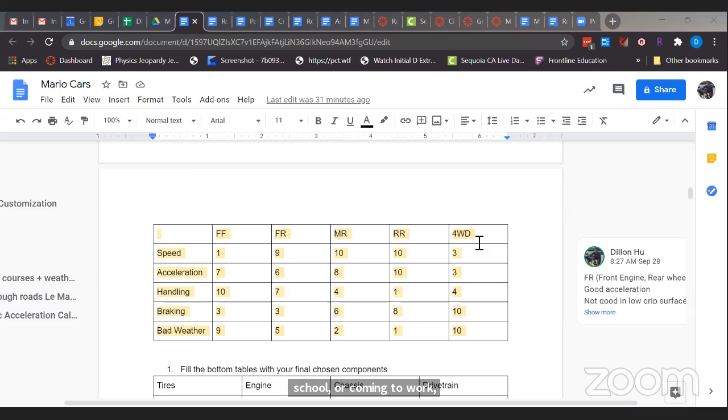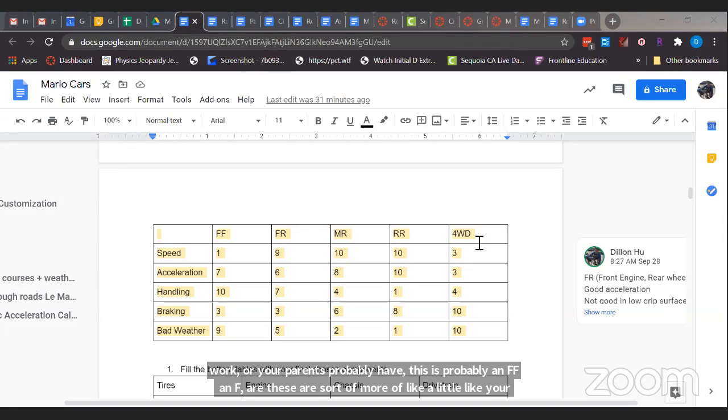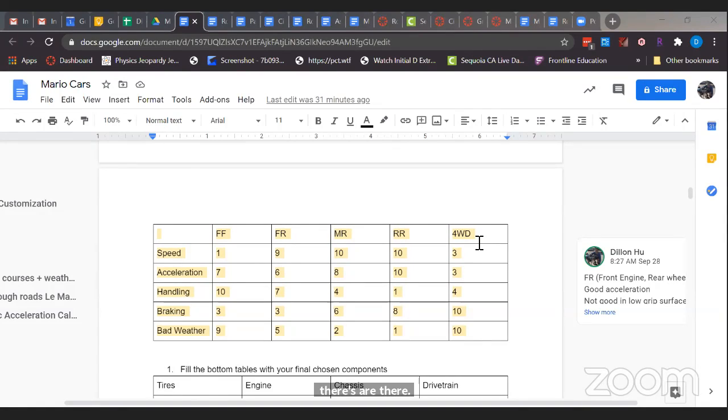Your MR, so these are like your super powerful cars. Like your Bugattis have MRs. Your engines are placed in the middle. So any very fast car is usually an MR, and that's why they only have 2 seats. And then you have an RR, which is your rear wheel drive, rear engine placement. And these are pretty much used exclusively for Porsches. So yeah.